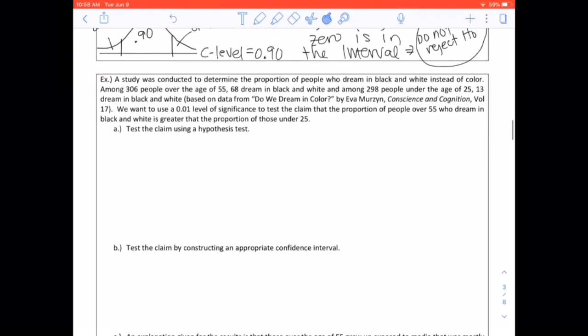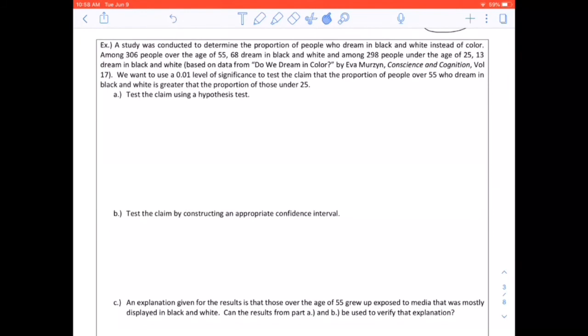The next example says, a study was conducted to determine the proportion of people who dream in black and white instead of color. Among 306 people over the age of 55, 68 dream in black and white, and among 298 people under the age of 25, 13 dream in black and white. Based on data from the studies stated there, we want to use the 0.01 level of significance to test the claim that the proportion of people over 55 who dream in black and white is greater than the proportion of those under 25.